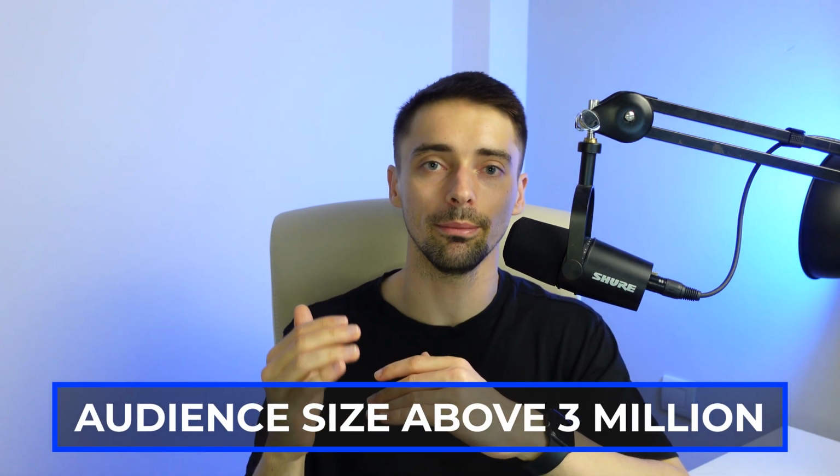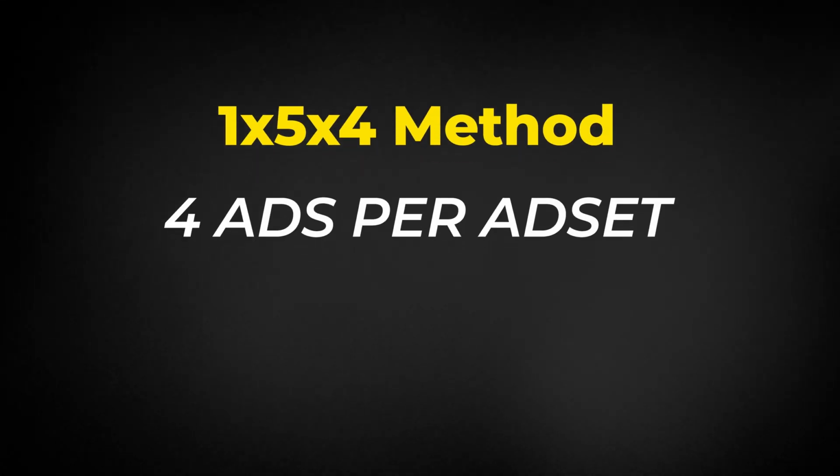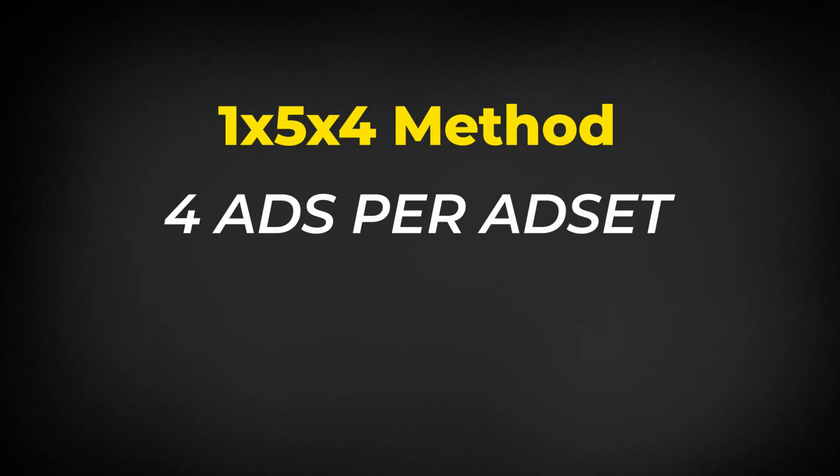So you want to keep this very broad, ideally above 3 million in audience size. If it's below 3 million, find a different audience. But if you're selling in the US, for example, alone, it's going to be very hard for you to find such a niche audience that's below 3 million. Most of them are like 10 to 25 million. And then the 4 in the 1x5x4 method stands for the 4 ads that we're then going to have inside each of the 5 ad sets.